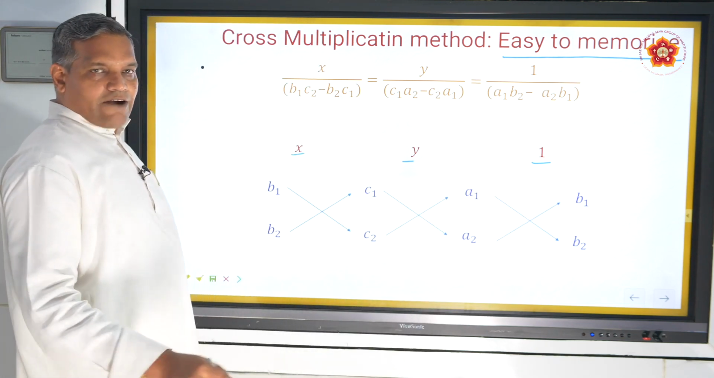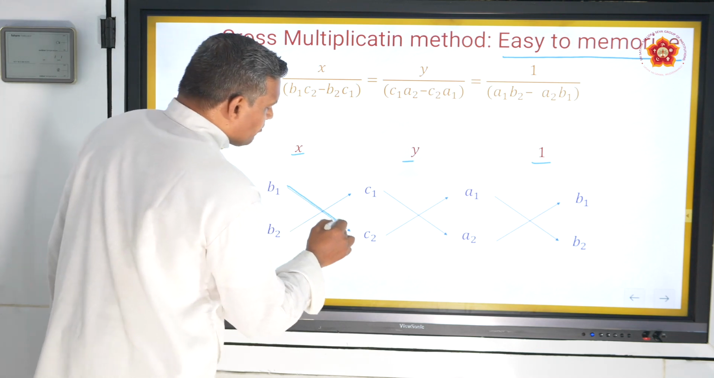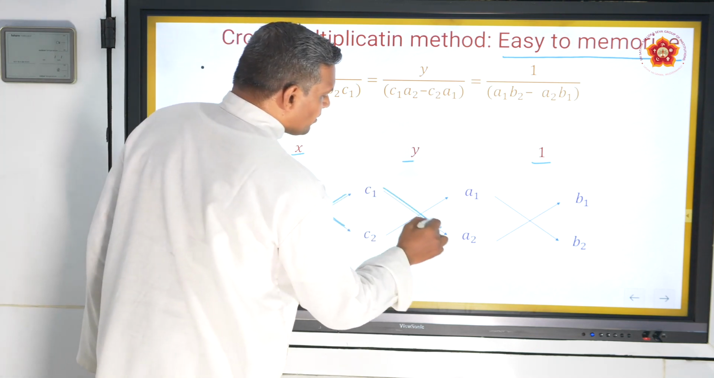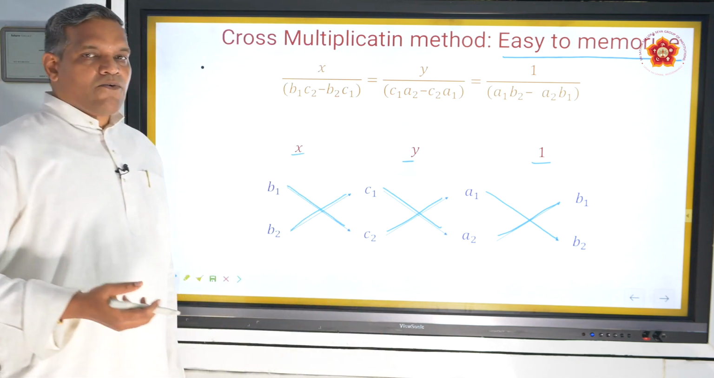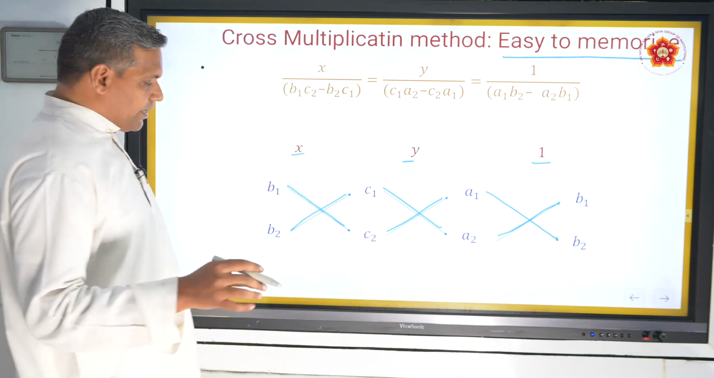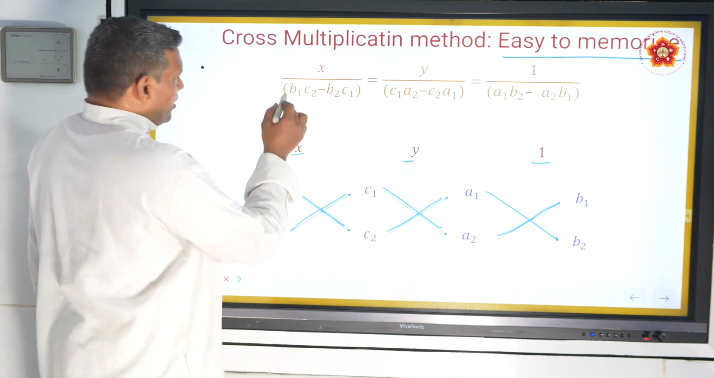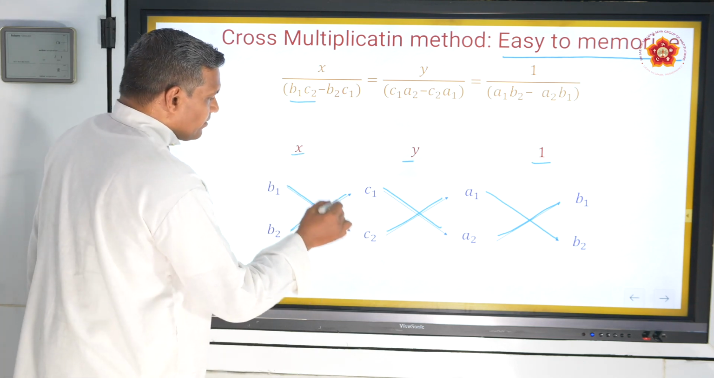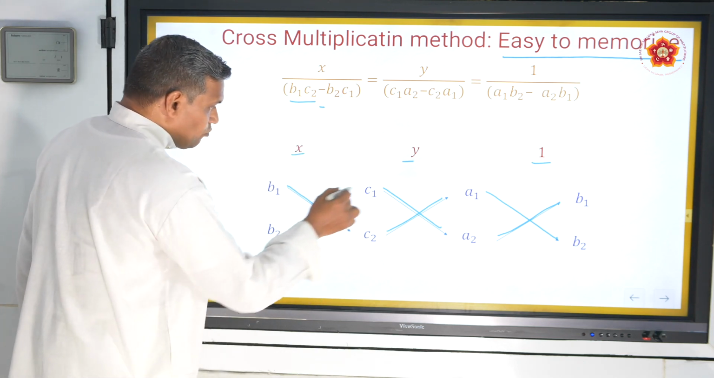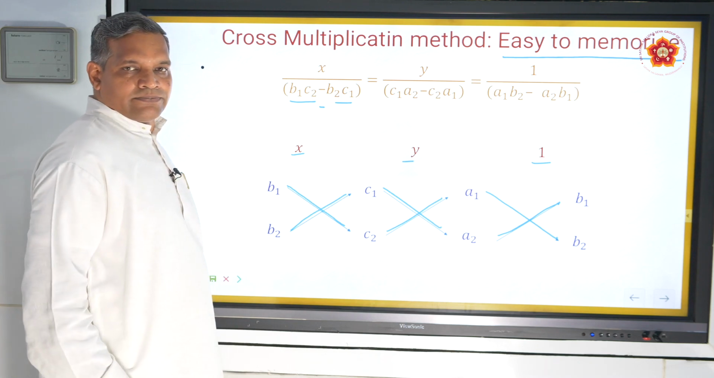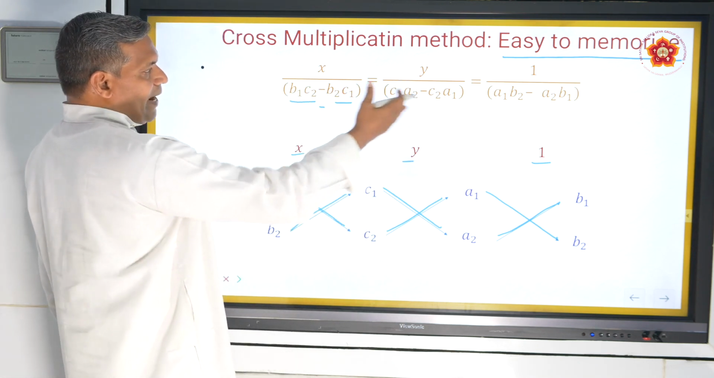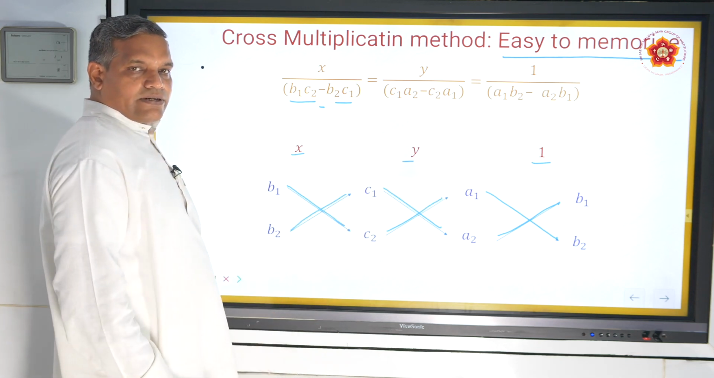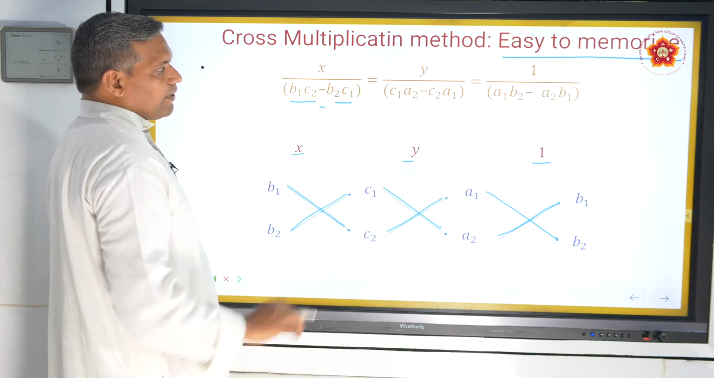Is it simple? After writing that, you have a down arrow, an up arrow, down arrow, up arrow, down arrow, up arrow. Why these arrows? What am I doing with these arrows? Simple, look here. B1 C2 I multiply, then minus B2 C1, finish. Now let me get this formula. Even if you forget all this pattern, just by writing this you can get your mathematical formula.